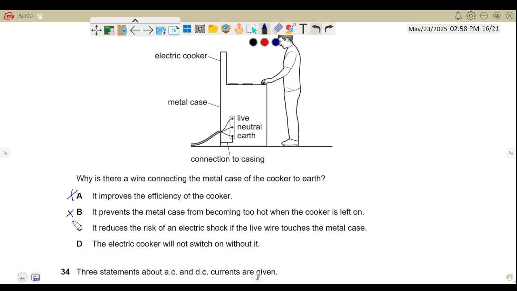It prevents the metal case from becoming too hot when the cooker is left on. This is not the answer. It reduces the risk of an electric shock if the live wire touches the metal case. This is the answer actually. The earth wire is protecting us from the risk of electric shocks. And the electric cooker will not switch on without it. This is not correct also. So the answer here is C.